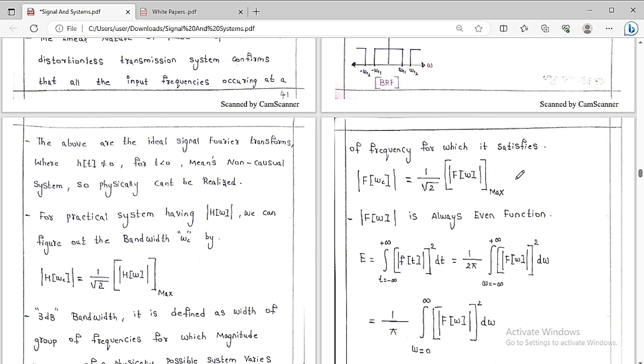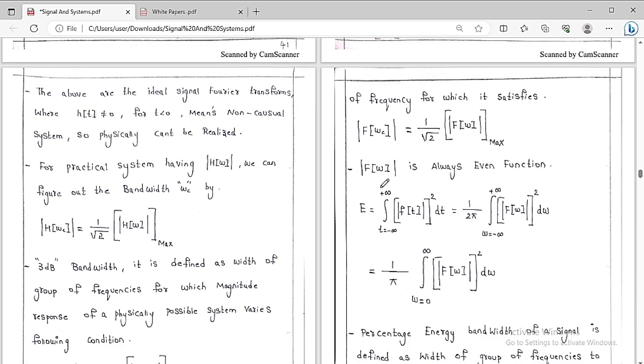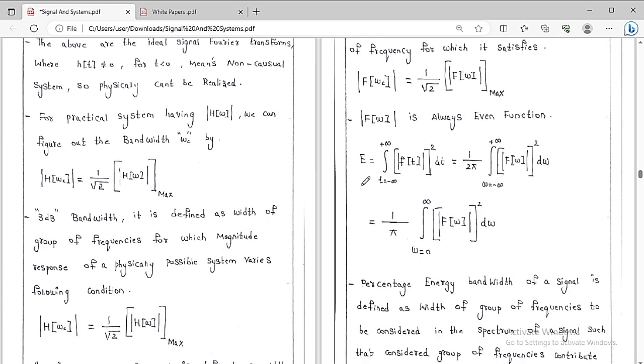Similarly for signals also it is the same. The magnitude spectrum, mod of F of omega, is always an even function. I've already told you what the energy under the signal is. Energy under the signal f of t and energy under F of omega are both the same.